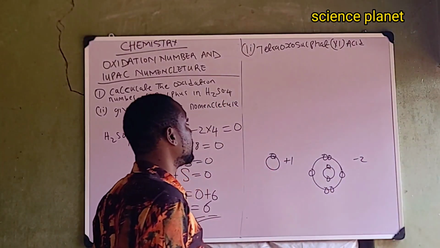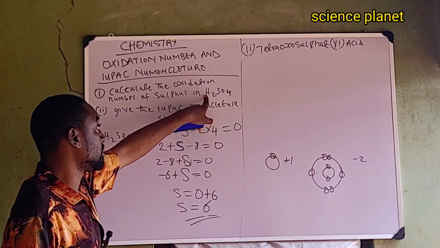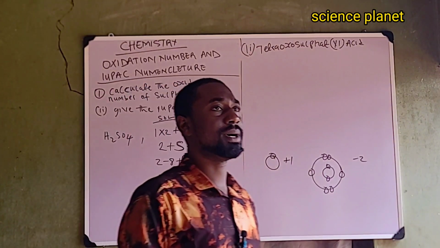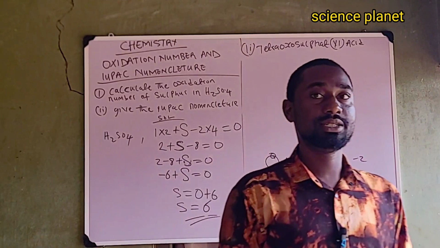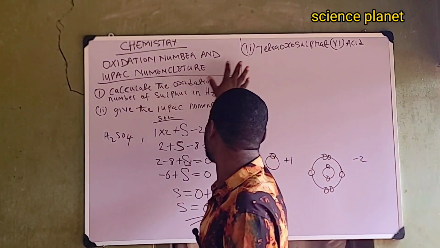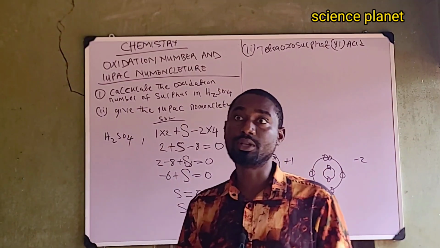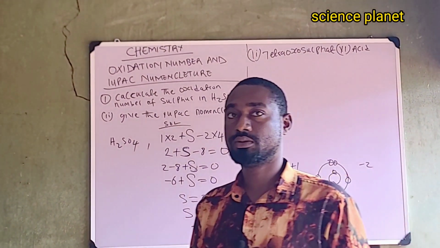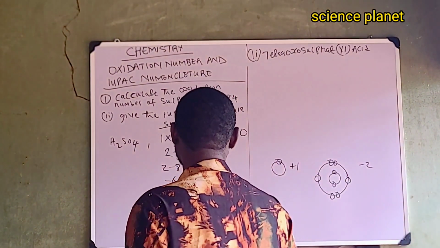Yes, sulfate 6 acid. Why did you call it acid? Because of this hydrogen. So we didn't include this hydrogen in our IUPAC nomenclature because it's an acid. If it was another element, we would have included it in our IUPAC nomenclature. Okay, so let's go to another question.